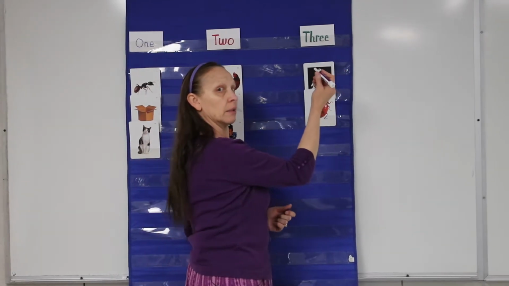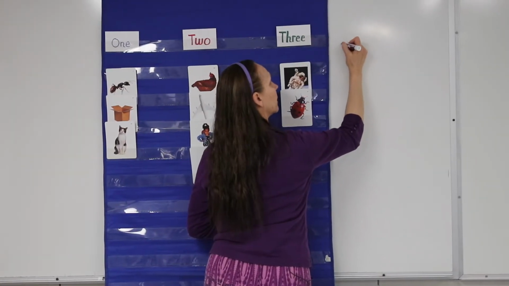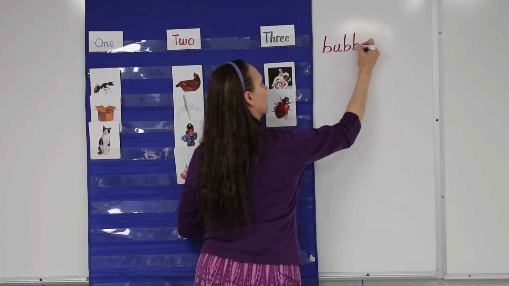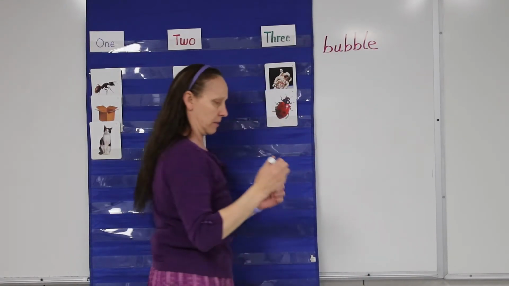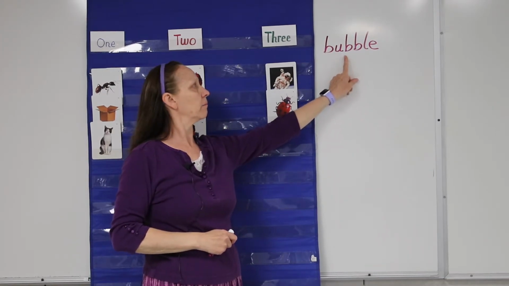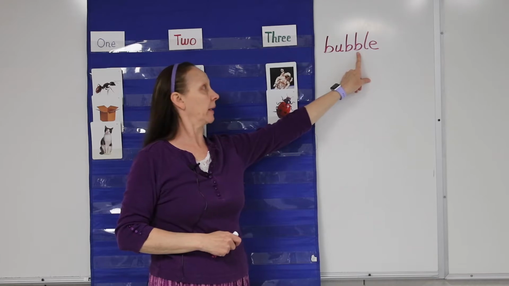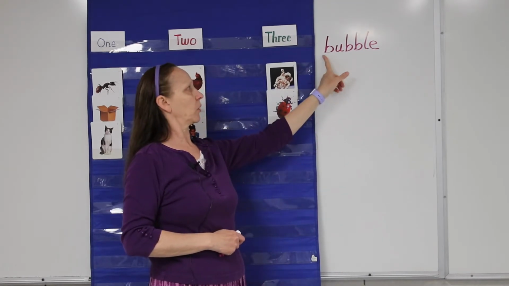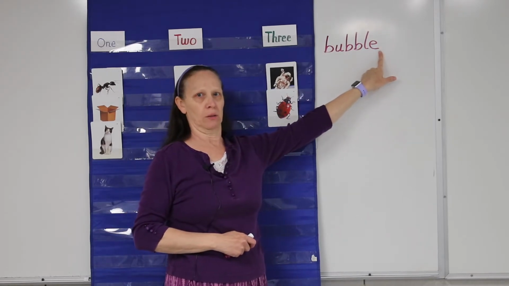Okay, so I have the word... Okay, sound it out with me. B, because it's the same letter. O, and we don't say E at the end. So this word is bubble.